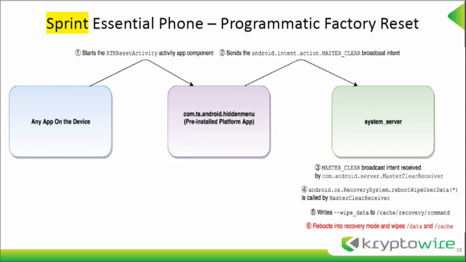This is received by the system server process, which provides applications with all sorts of services. The master clear receiver receives it and calls an internal API class, RecoverySystem, with a method called rebootWipeUserData. At this point, it writes --wipe_data, as well as a few other things, to a file on the cache partition, cache recovery command, then reboots into recovery mode and wipes the data and cache partitions.